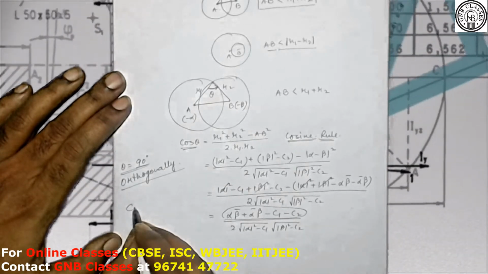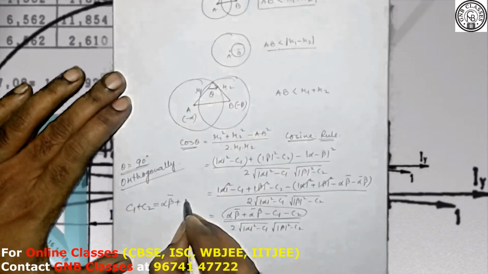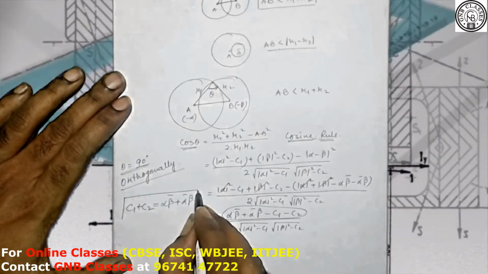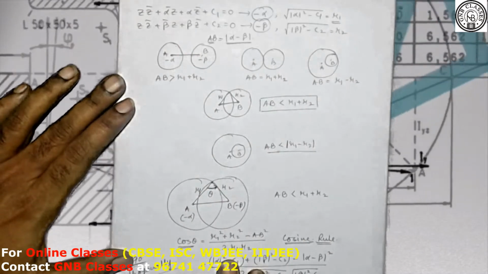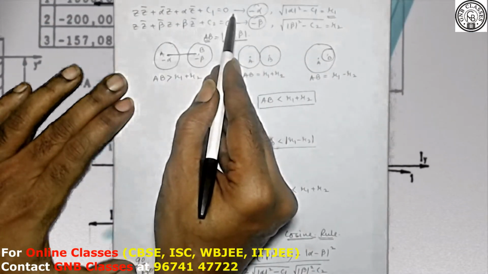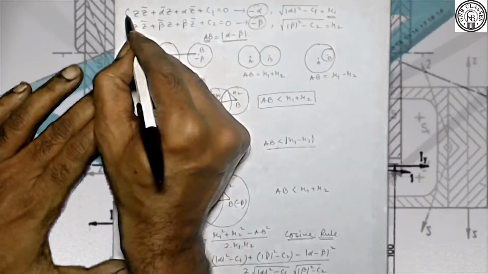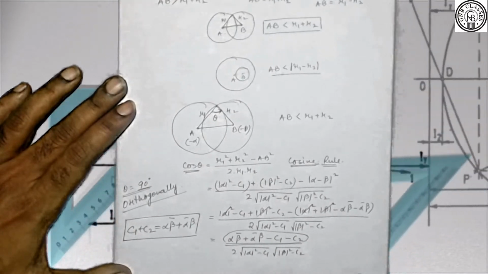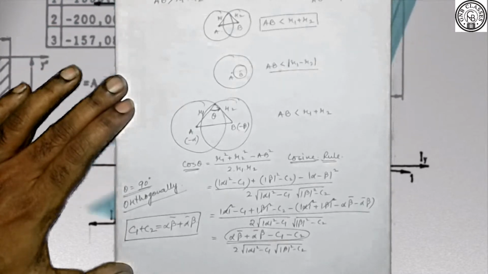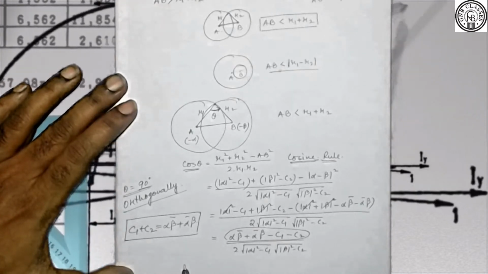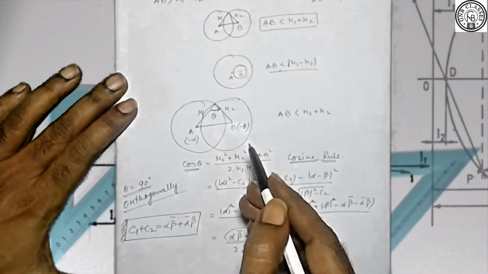Therefore, we can write that C1 plus C2 will be nothing but alpha beta bar plus alpha bar beta. And that is the condition when the equations of the two circles are ZZ bar plus alpha bar Z plus alpha Z bar plus C1 equals 0, and ZZ bar plus beta bar Z plus beta Z bar plus C2 equals 0. These two circles will intersect each other orthogonally when C1 plus C2 is nothing but alpha beta bar plus alpha bar beta. Okay? This is one way of remembering this, when the two circles intersect each other orthogonally.